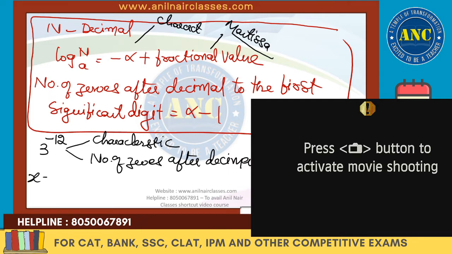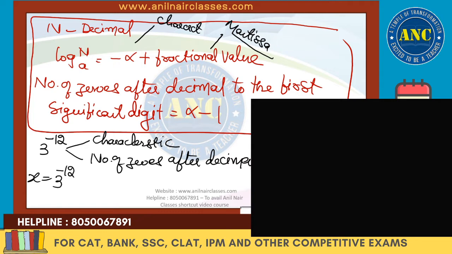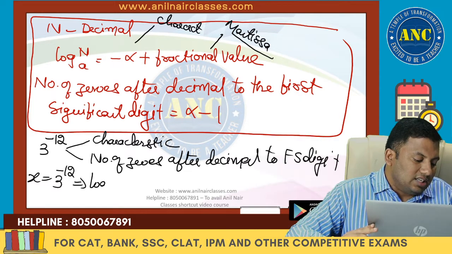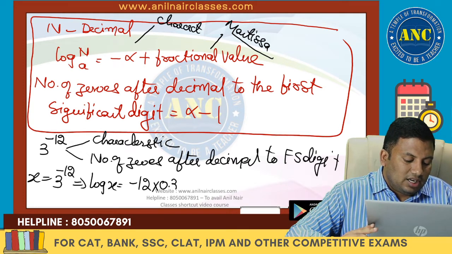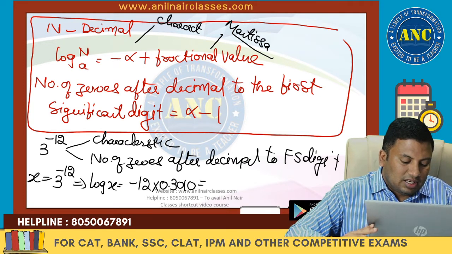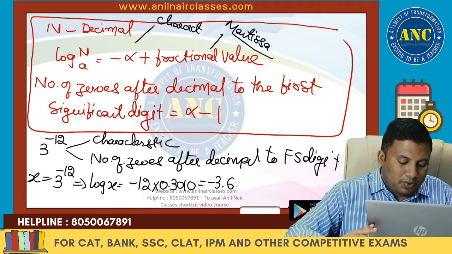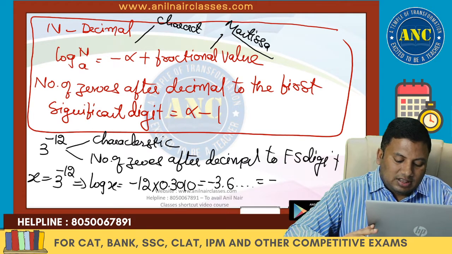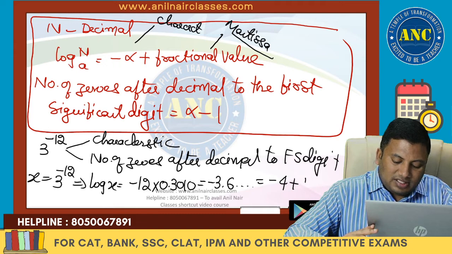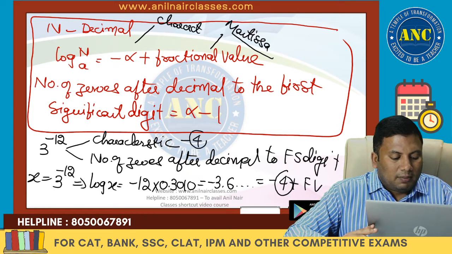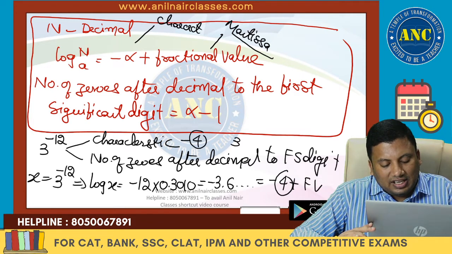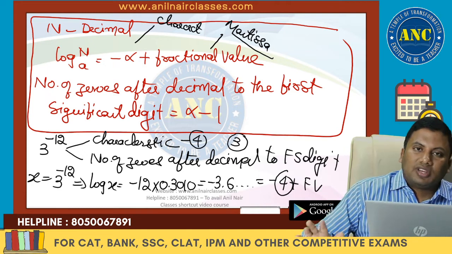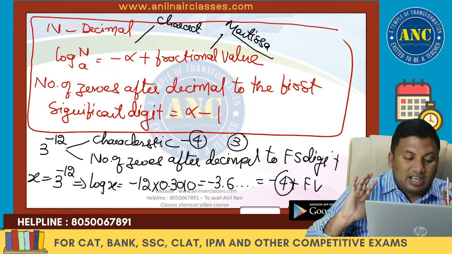These are nothing but x equivalent to 3 power minus 12. So log x is nothing but minus 12 into 0.3010. This is nothing but minus 3.6 something, which is nothing but minus 4 plus fractional value. Characteristic is nothing but 4. Number of zeros after decimal to the first significant digit is nothing but 3. I hope the idea is clear.